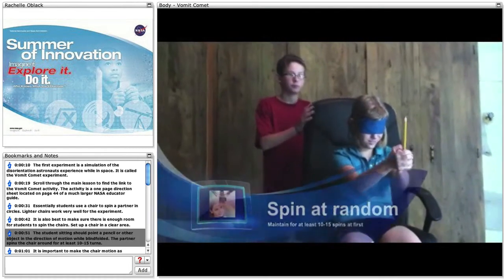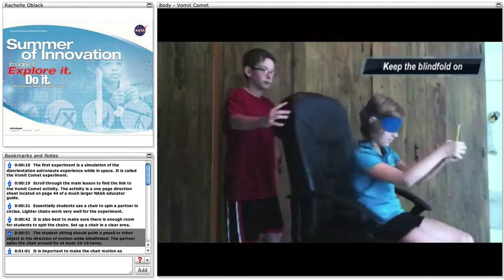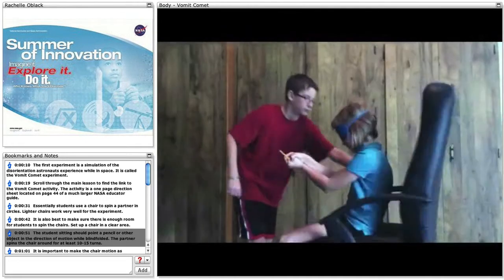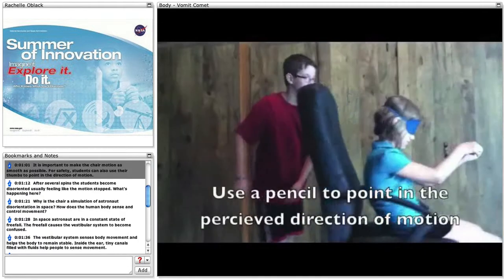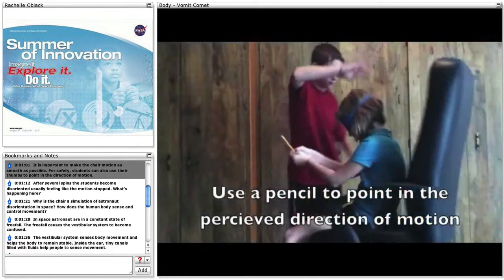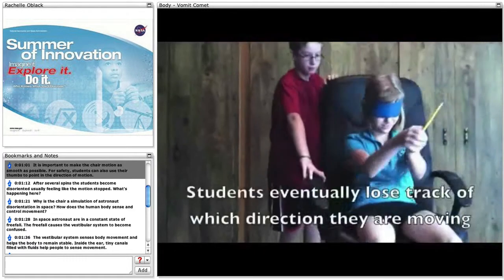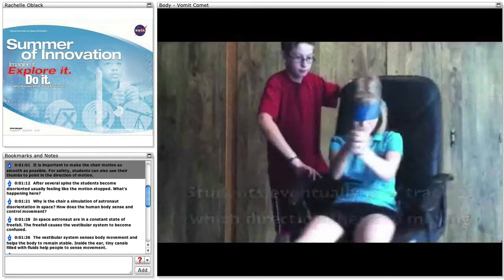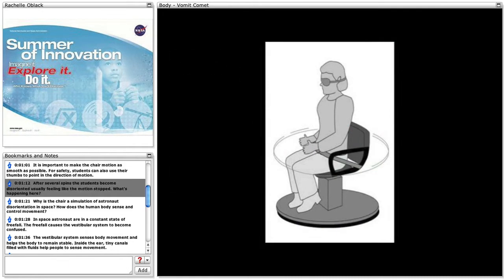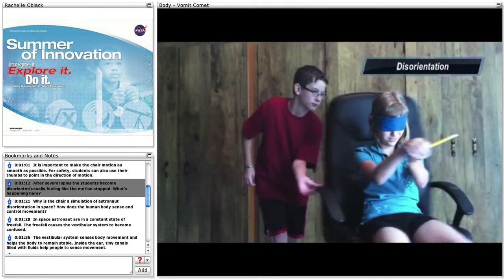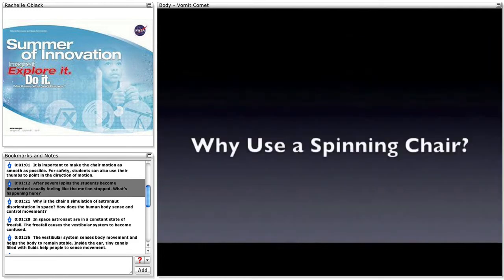The student sitting should point a pencil or other object in the direction of motion while blindfolded. The partner spins the chair around for at least 10 to 15 turns. It is important to make the chair motion as smooth as possible. For safety, students can also use their thumbs to point in the direction of motion. After several spins, the students become disoriented, usually feeling like the motion stopped.